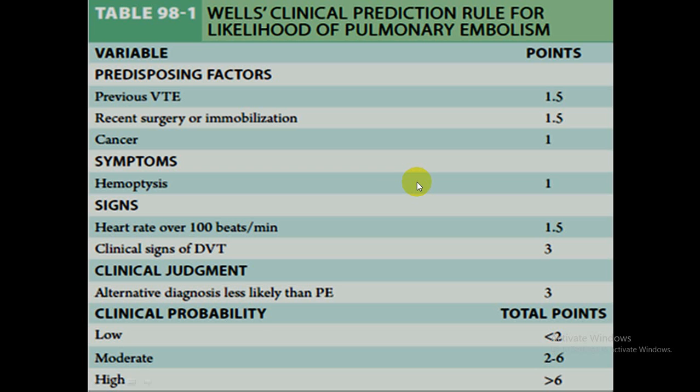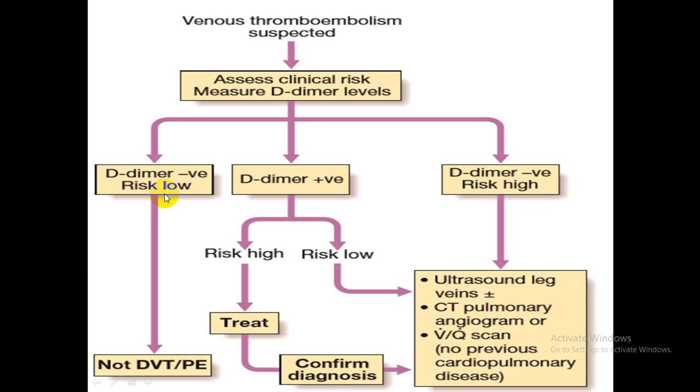So in this diagram we discuss the same point. If the patient has suspicion of embolism, we assess the clinical risk by Wells criteria and measure the D-dimer. If the D-dimer is negative and the patient has low probability or low likelihood, then there is no embolism. If the patient has a negative D-dimer and is in the high risk group, we direct for investigation. If the patient has a positive D-dimer and the risk is high, we treat and confirm the diagnosis. If the risk is low, we send for investigation.